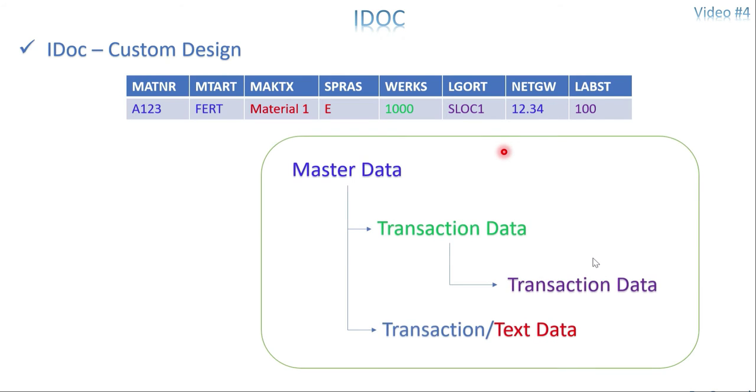So now, the colors which I'm highlighting here are for your reference. This blue I'm going to consider as master data, and this red is going to be text data, and this is for my transaction data, maybe hierarchy 1 and hierarchy 2 for transaction data. These two I'm going to add underneath this. Okay, so technically I have 1, 2, 3, 4 segments required.